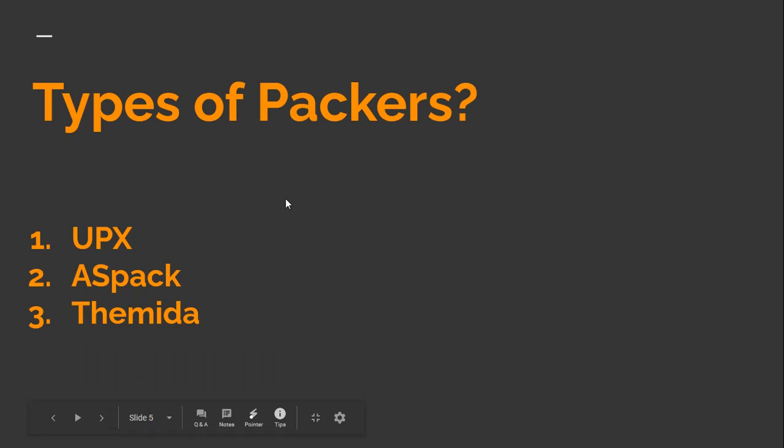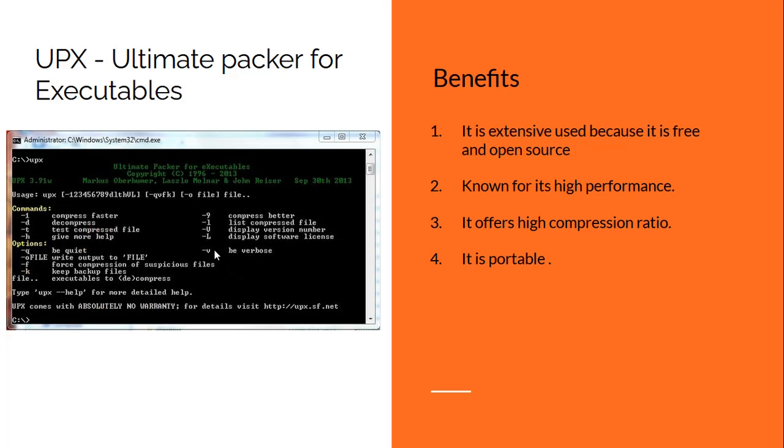What types of packers do we have to deal with? UPX, ASPack, Themida. But in this particular video, we will look into UPX, which is the Ultimate Packer for eXecutables. Why do we see UPX used a lot by attackers? Because it is extensively used, it is free and open source, and it's known for its high performance. It offers a high compression ratio. It is portable and usually written in portable C++.